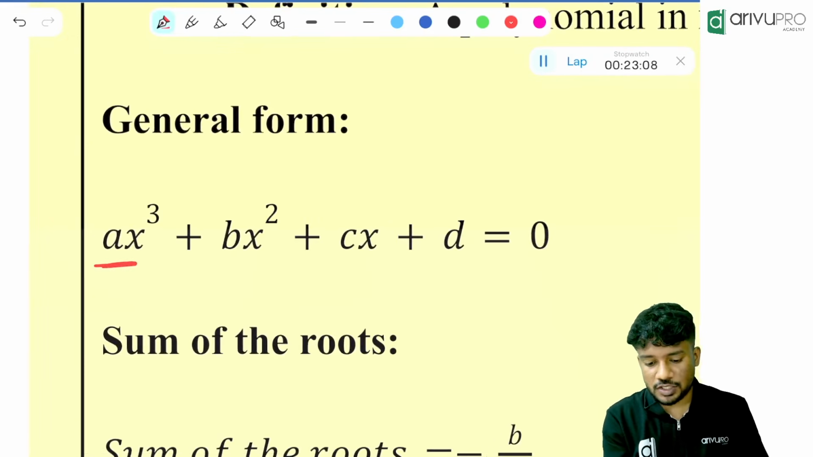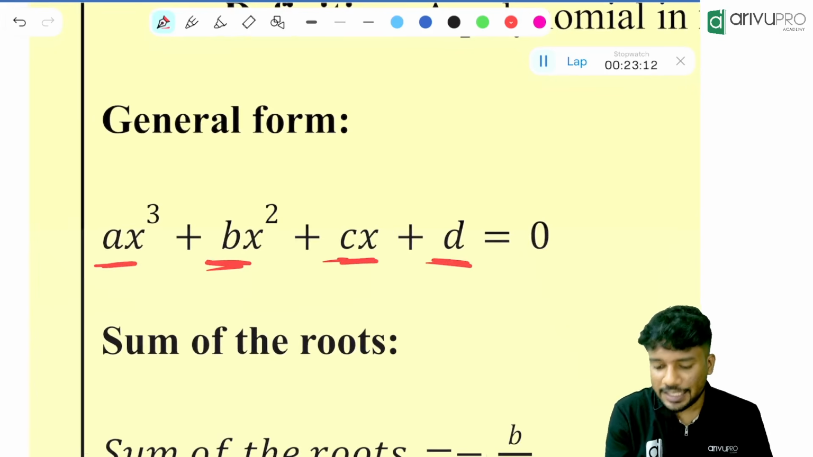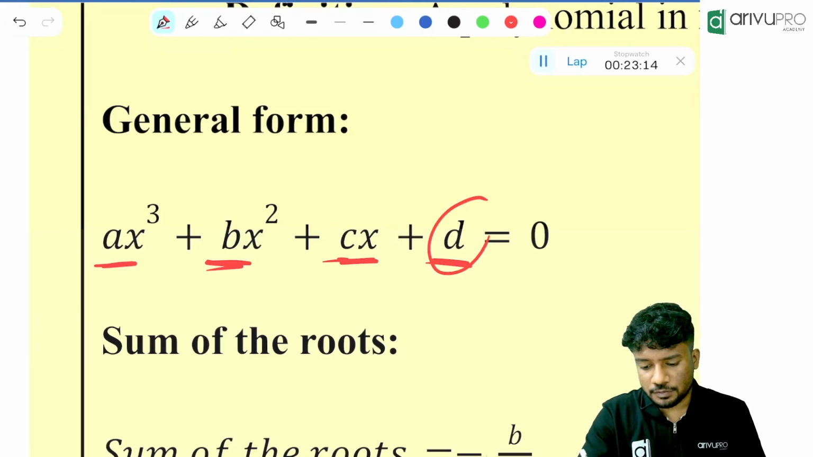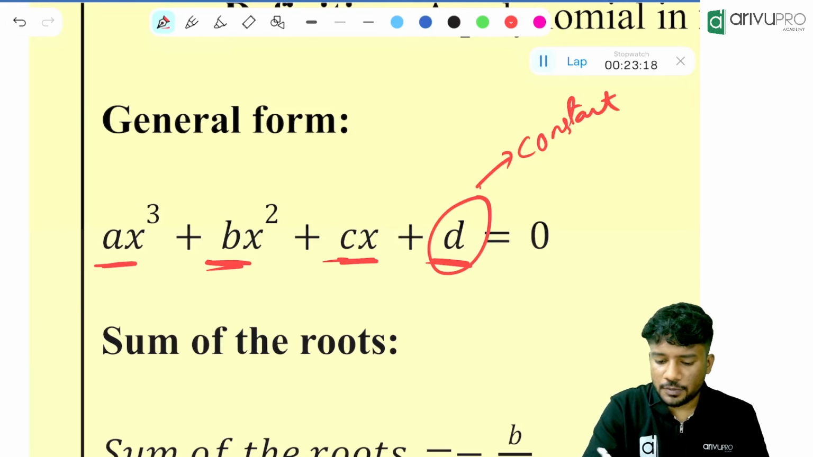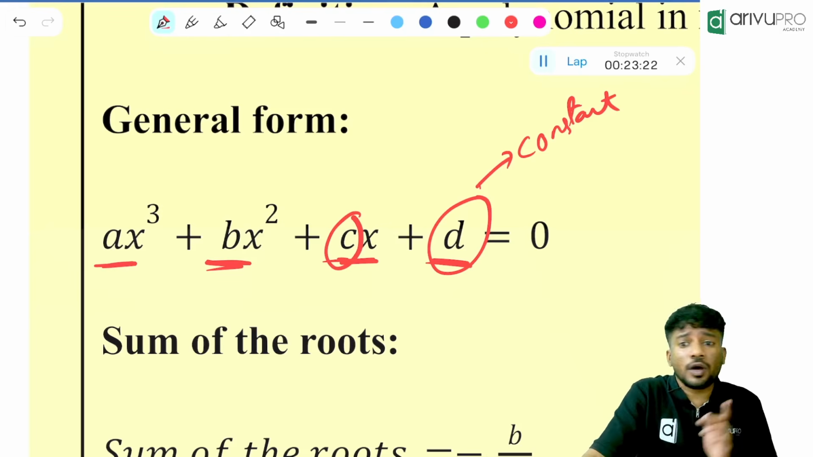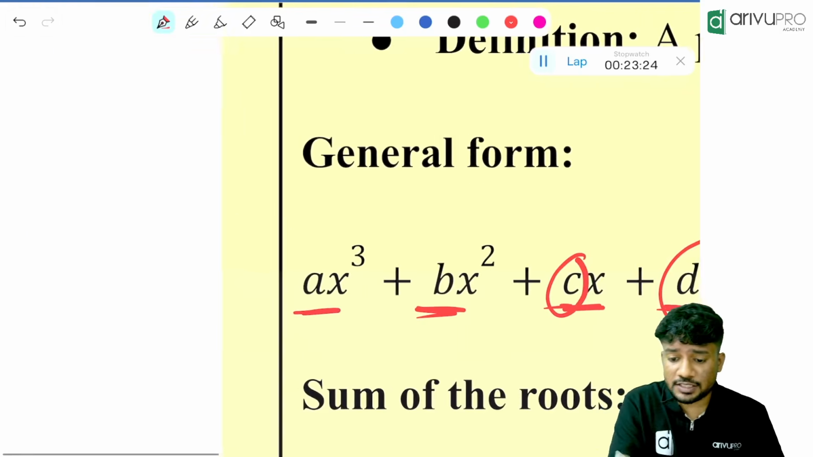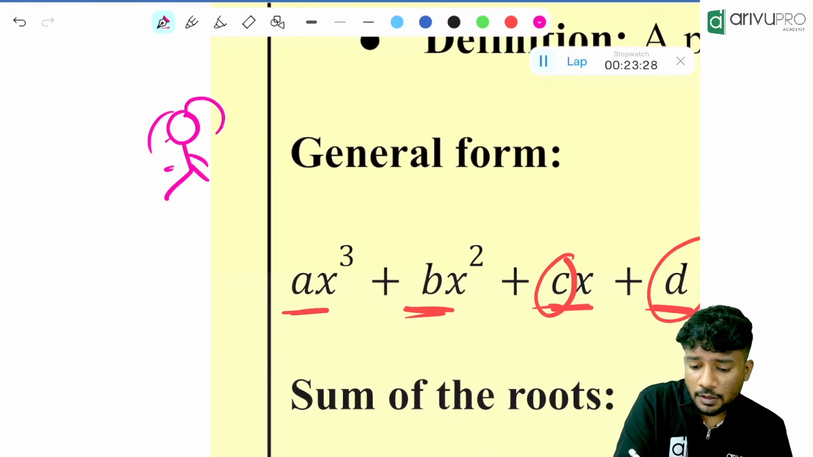Now, this is the general way of writing a cubic equation. Ax cube plus bx square plus cx plus d. Here, who is the constant term? D is the constant term. Here, who is the coefficient of x? Coefficient of x means whoever is standing with x. For example, who is the coefficient of our pink girl?